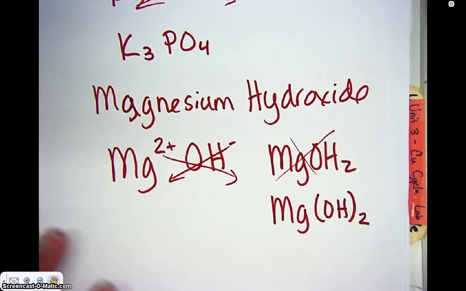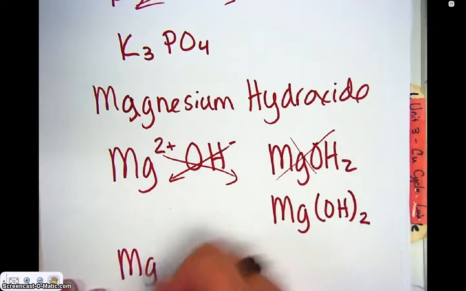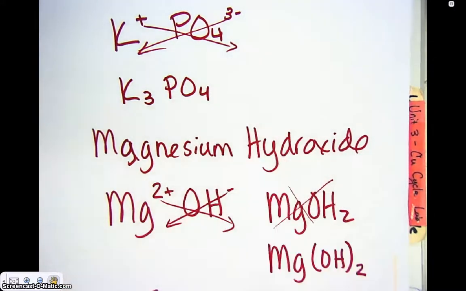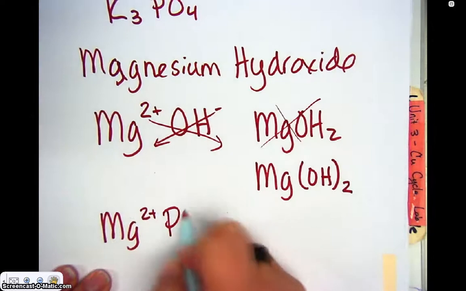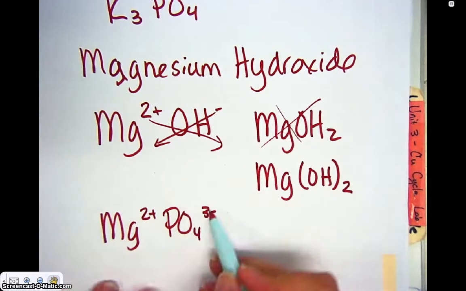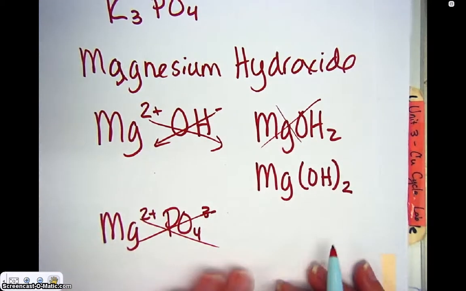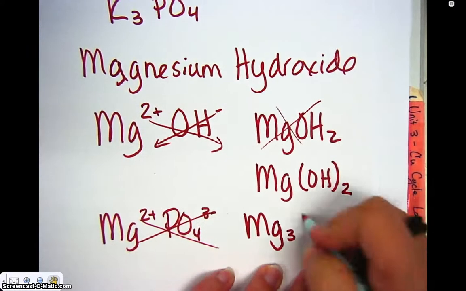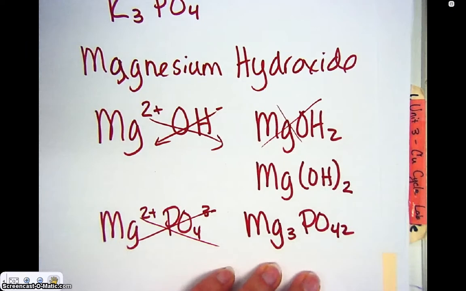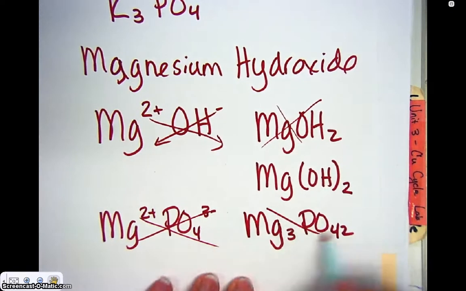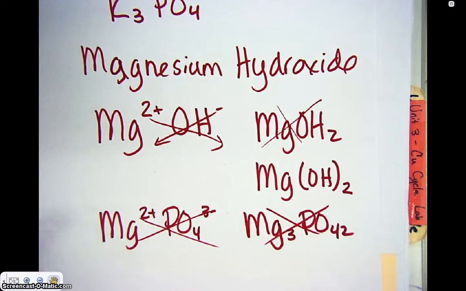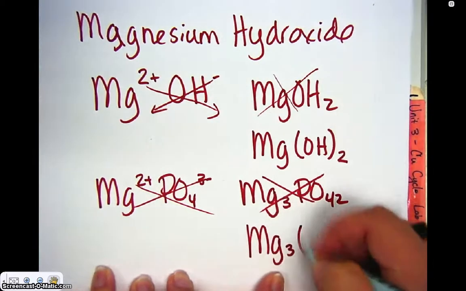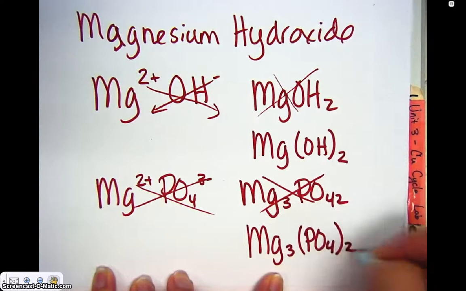Let me give you another example. Let's look at magnesium phosphate. We know magnesium is a 2 plus from here, and up here, remember, phosphate was PO4 with a 3 minus, so we're going to crisscross. Now, if I weren't to use parentheses, it would look like Mg3PO42, which reads as 42 oxygens, right? So we need parentheses to show that we want two phosphates, not 42 oxygens. So we would put Mg3(PO4)2.